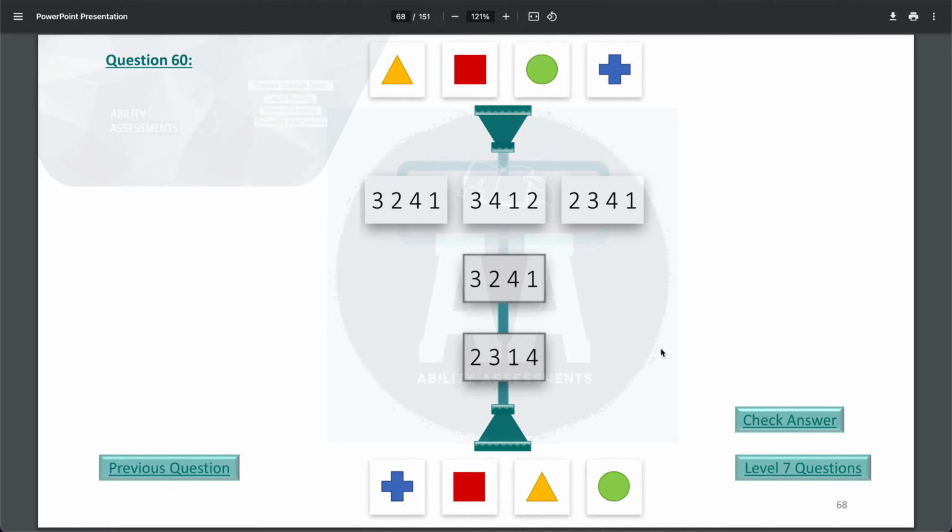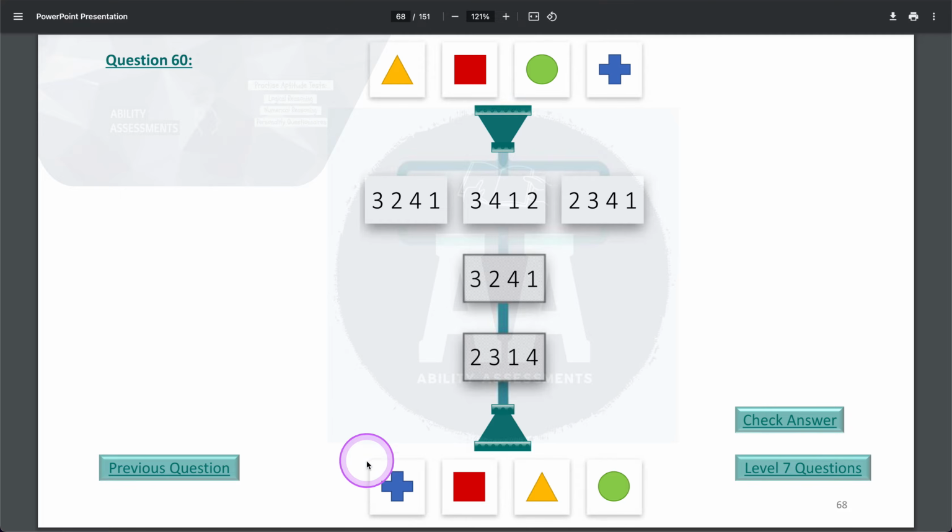For question 60, again, we are trying to go from this set of shapes down to this set of shapes. And again, you will see that we have three sets of operations: the first operation, the second operation, and the third operation. So we are trying to get from this set of shapes to this set of shapes by going through these three operations. You can see you have two fixed and one of them is variable, and this is how we are going to come to the solution.